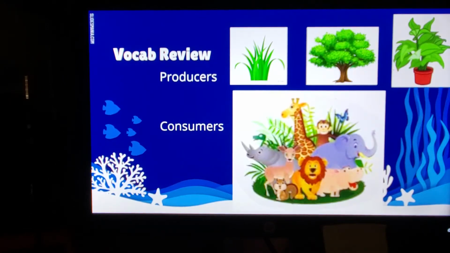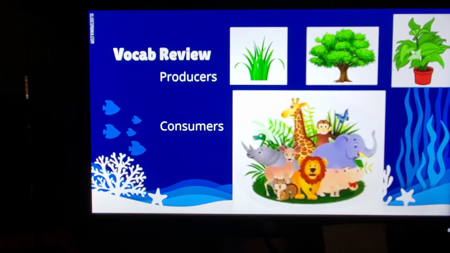So to review these two terms, producers and consumers, when you think producers, just think that P in producers is the P for plants. Okay? Plants are the producers. And why are they called producers? Because they produce glucose. That is a food that every other organism on this planet lives on. Okay? So remember, the plant makes the food for itself.